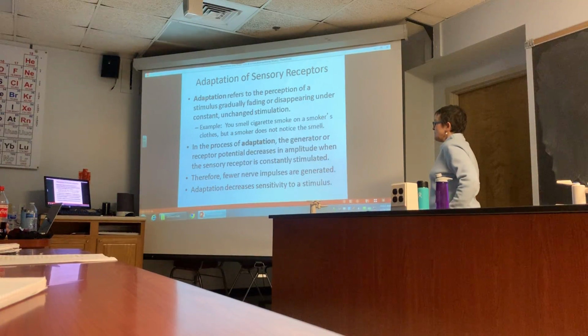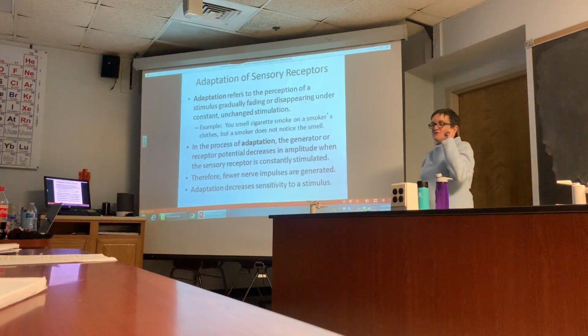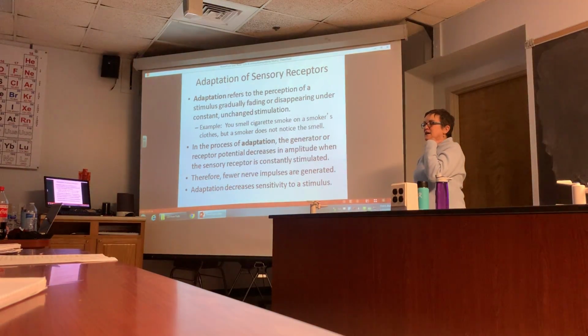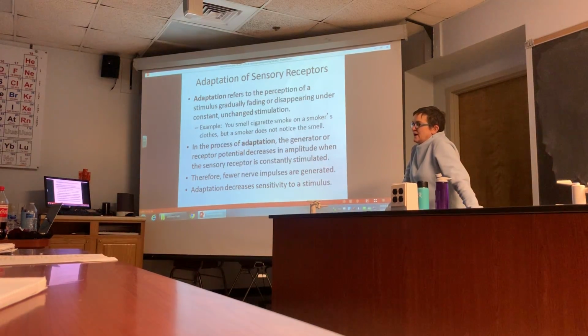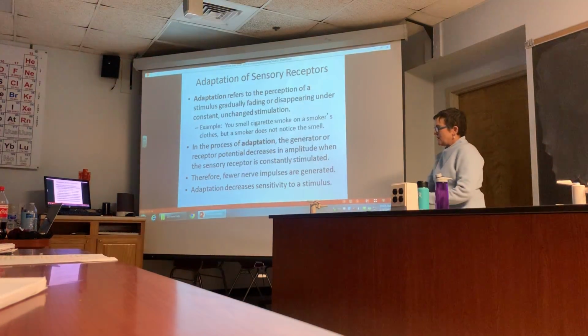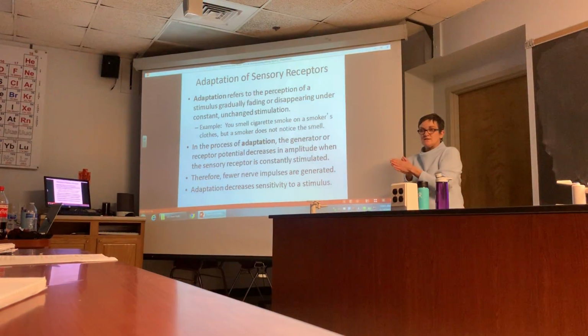So what happens during adaptation is that some neurons adapt very quickly, some don't. For those that adapt quickly, you see a decrease in the amplitude of receptor and generator potentials, which results in a decrease in the number of action potentials being generated and propagated. So as a result, there's a decrease in sensitivity.